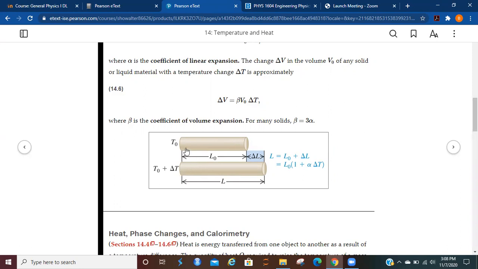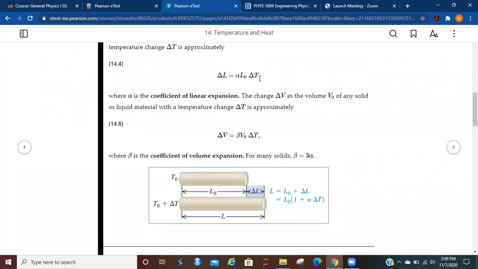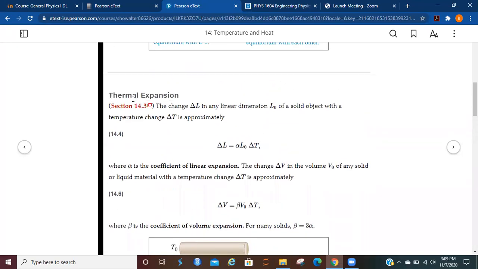So here you can see you've got L naught, and then you've got the new length L at whatever temperature. Now we've changed it a little bit, and this delta L is showing how the length has changed. So you can see the new length is the old length plus the change, and then we're going to replace this with this formula right here. So let's take a look at this particular section.